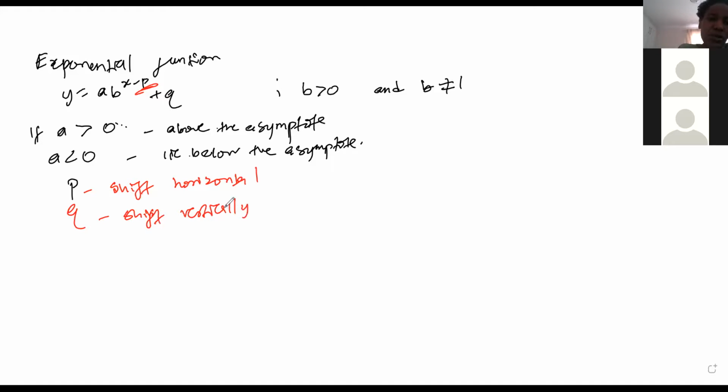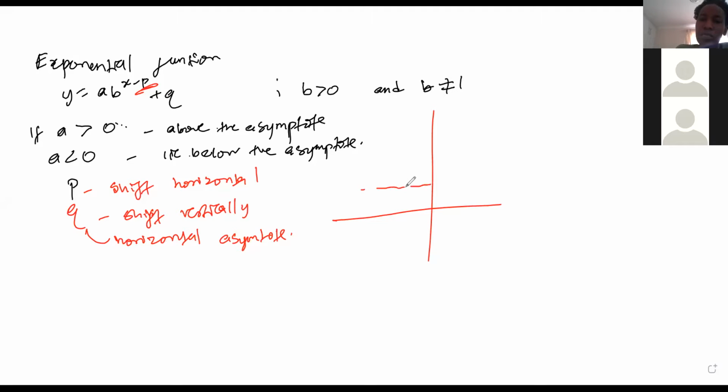So it's the same way as on the other two functions. And also q is the horizontal asymptote. So q is a horizontal asymptote. Let's say this is your asymptote, maybe y = 3. If your a value was positive, then you know you have to draw your graph above this line.